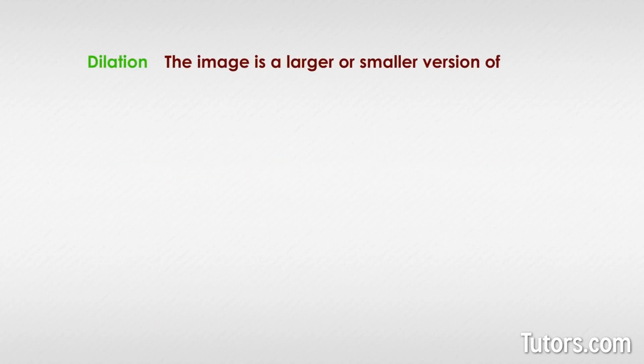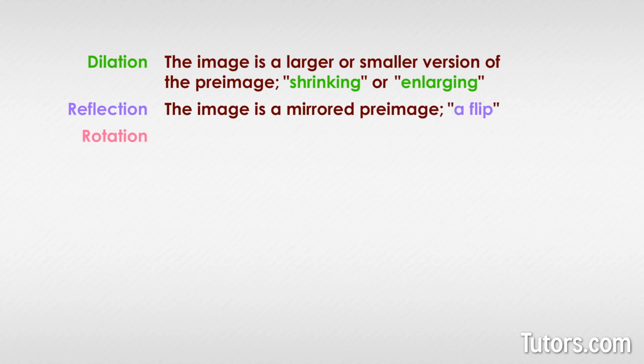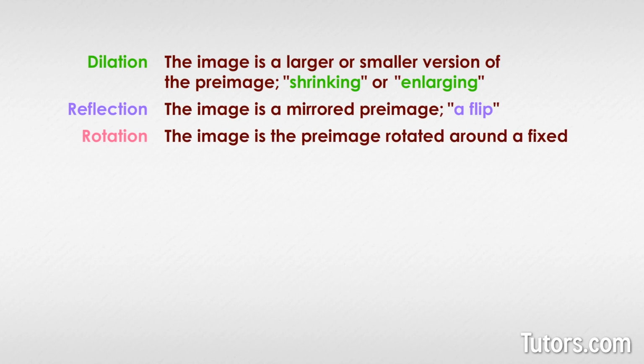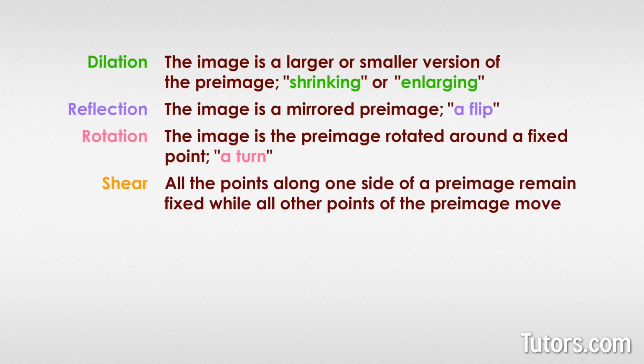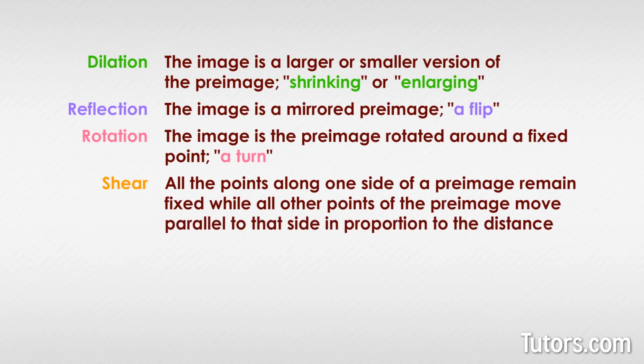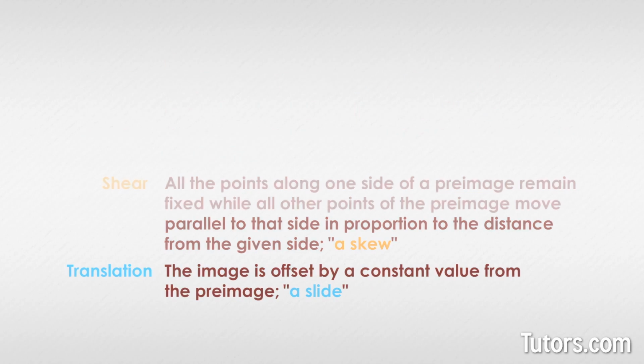There are 5 types of transformations. Dilation: the image is a larger or smaller version of the preimage, shrinking or enlarging. Reflection: the image is a mirrored preimage, a flip. Rotation: the image is the preimage rotated around a fixed point, a turn. Shear: all the points along one side of a preimage remain fixed, while all other points of the preimage move parallel to that side, in proportion to the distance from the given side, a skew. Translation: the image is offset by a constant value from the preimage, a slide.